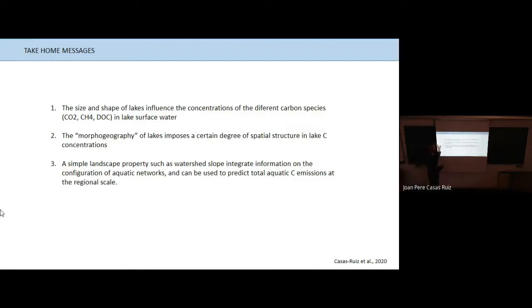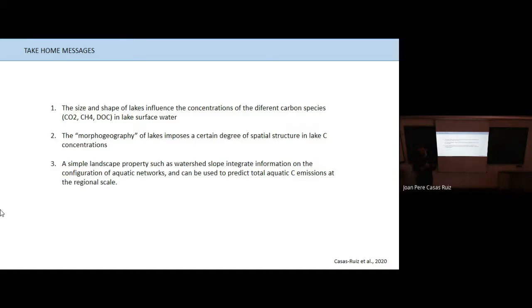Yeah, so based on these data, we can get basically 3 take-home messages. I would say it's basically that the size and the shape, they do matter, okay? So we can actually not predict, but they do influence the concentrations of the different carbon species in lakes. Second, that this morphogeography of lakes imposes a certain degree of spatial structure, okay, in the carbon concentrations in lakes. And finally, that a simple landscape property such as the slope of the landscape can help us predict how much our aquatic network is going to emit.